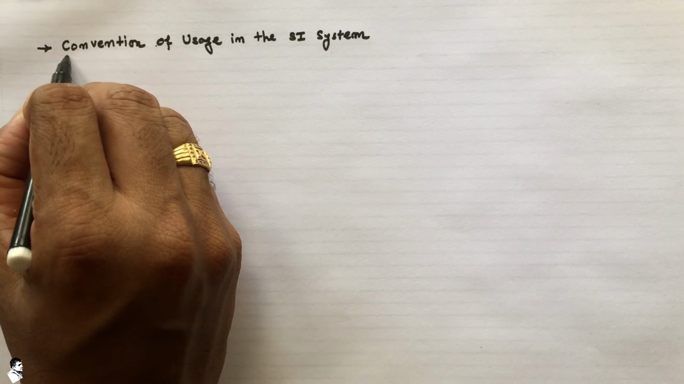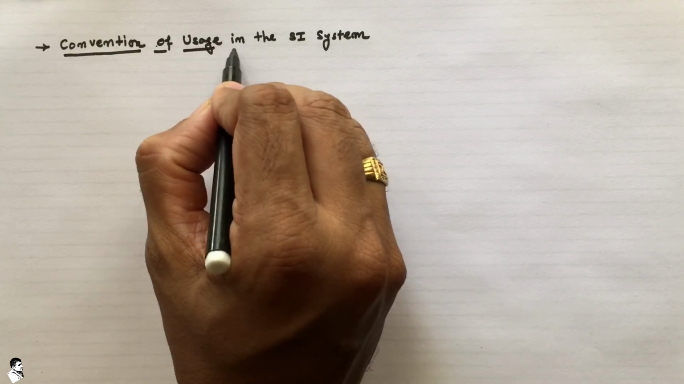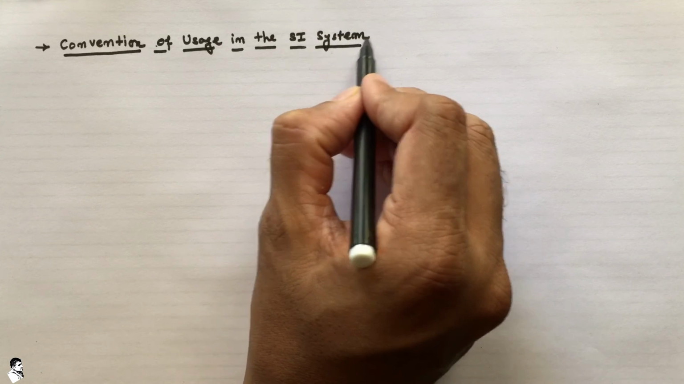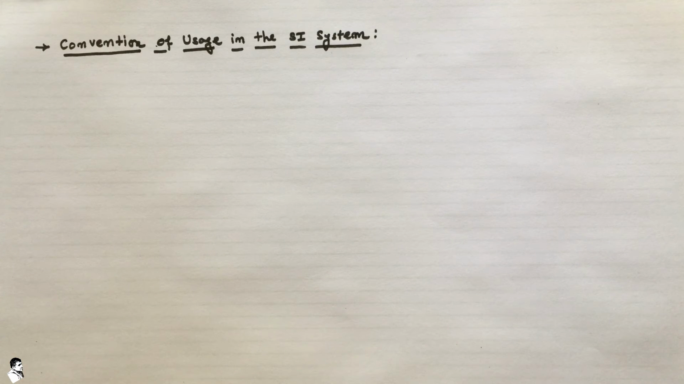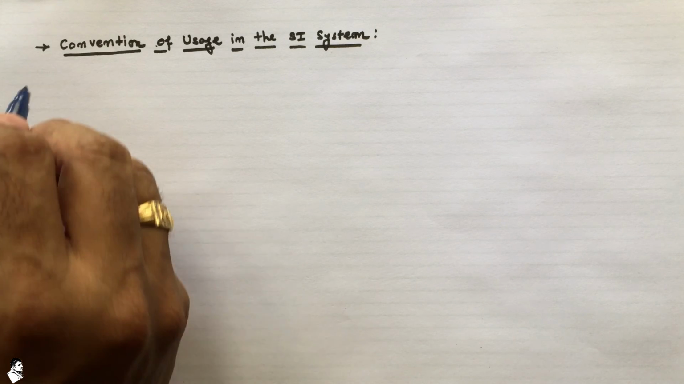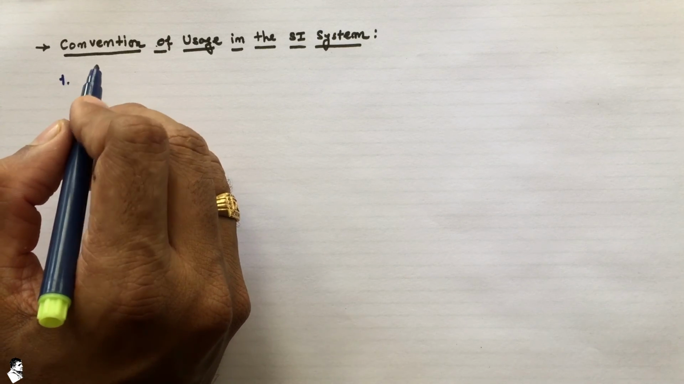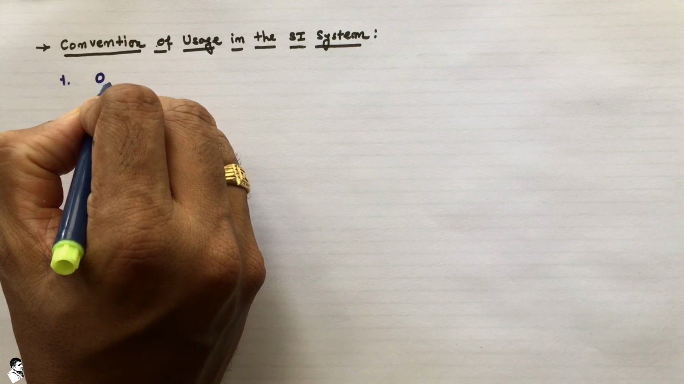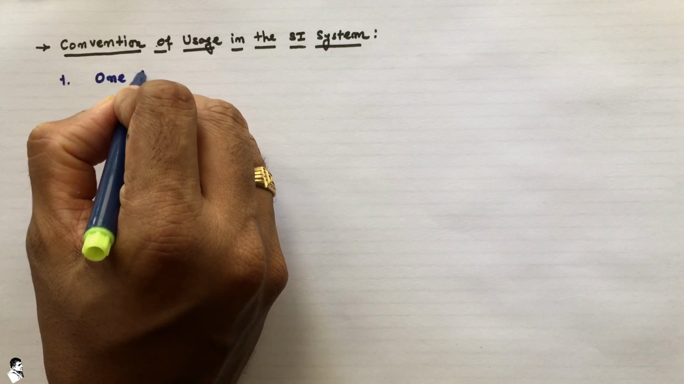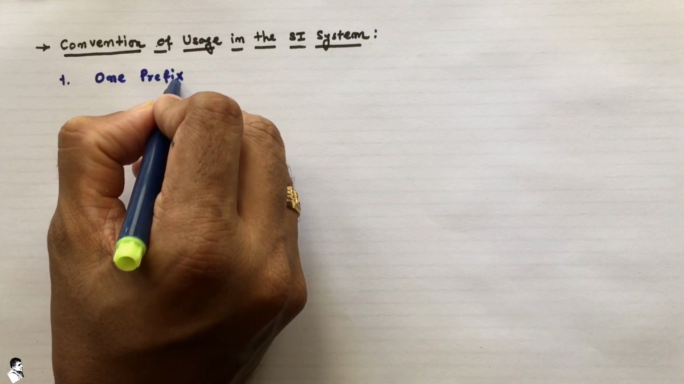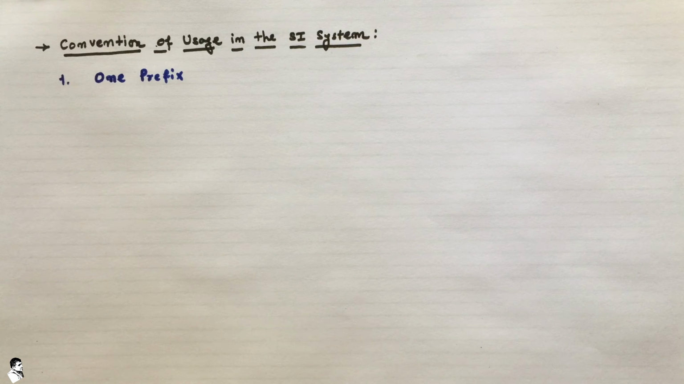Now the next point is convention of uses in the SI system. Generally the following rules are adopted or followed to ensure the correct use of the SI system. So we take them one by one. Number one is any unit may have only one prefix. So one prefix is allowed for any one unit.